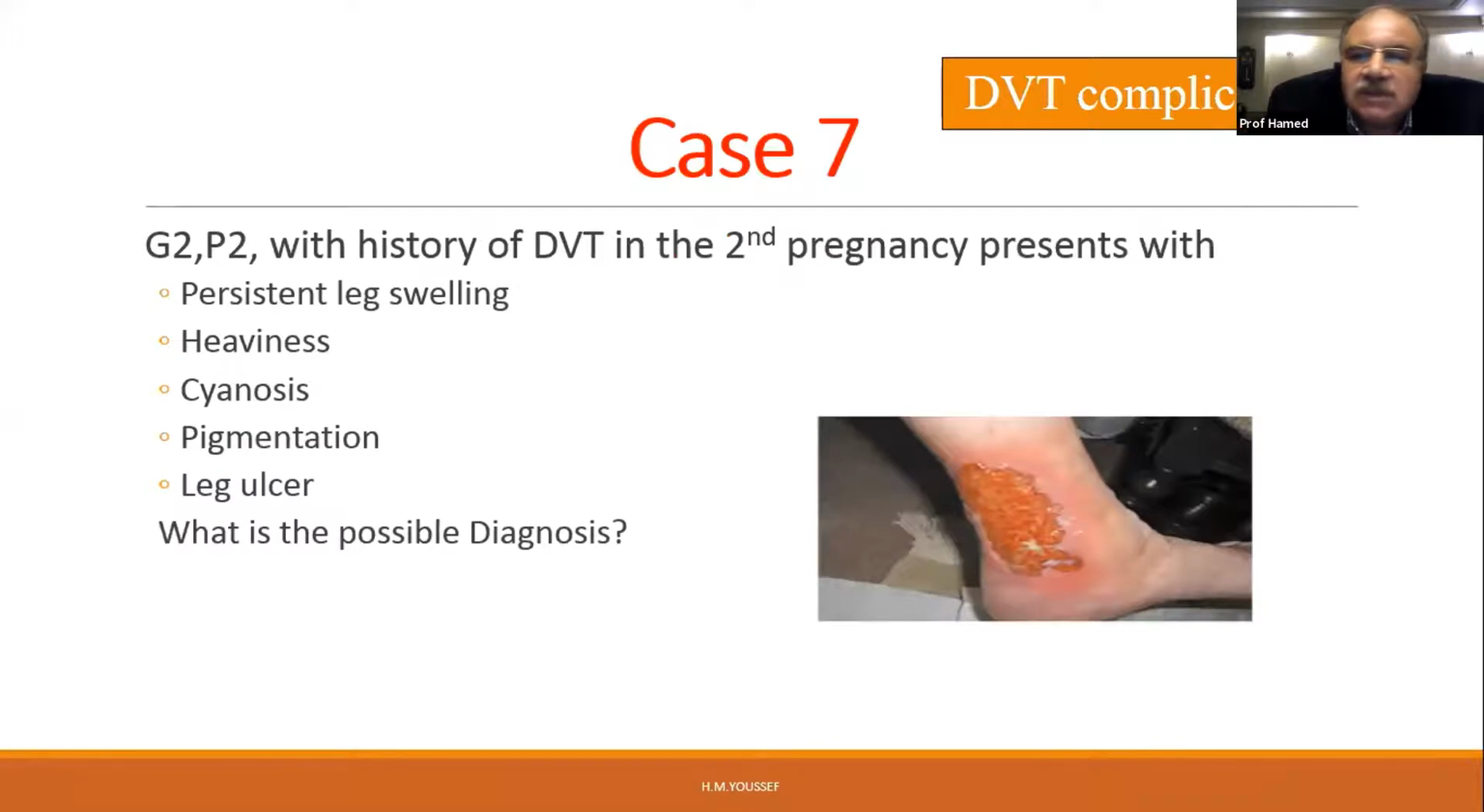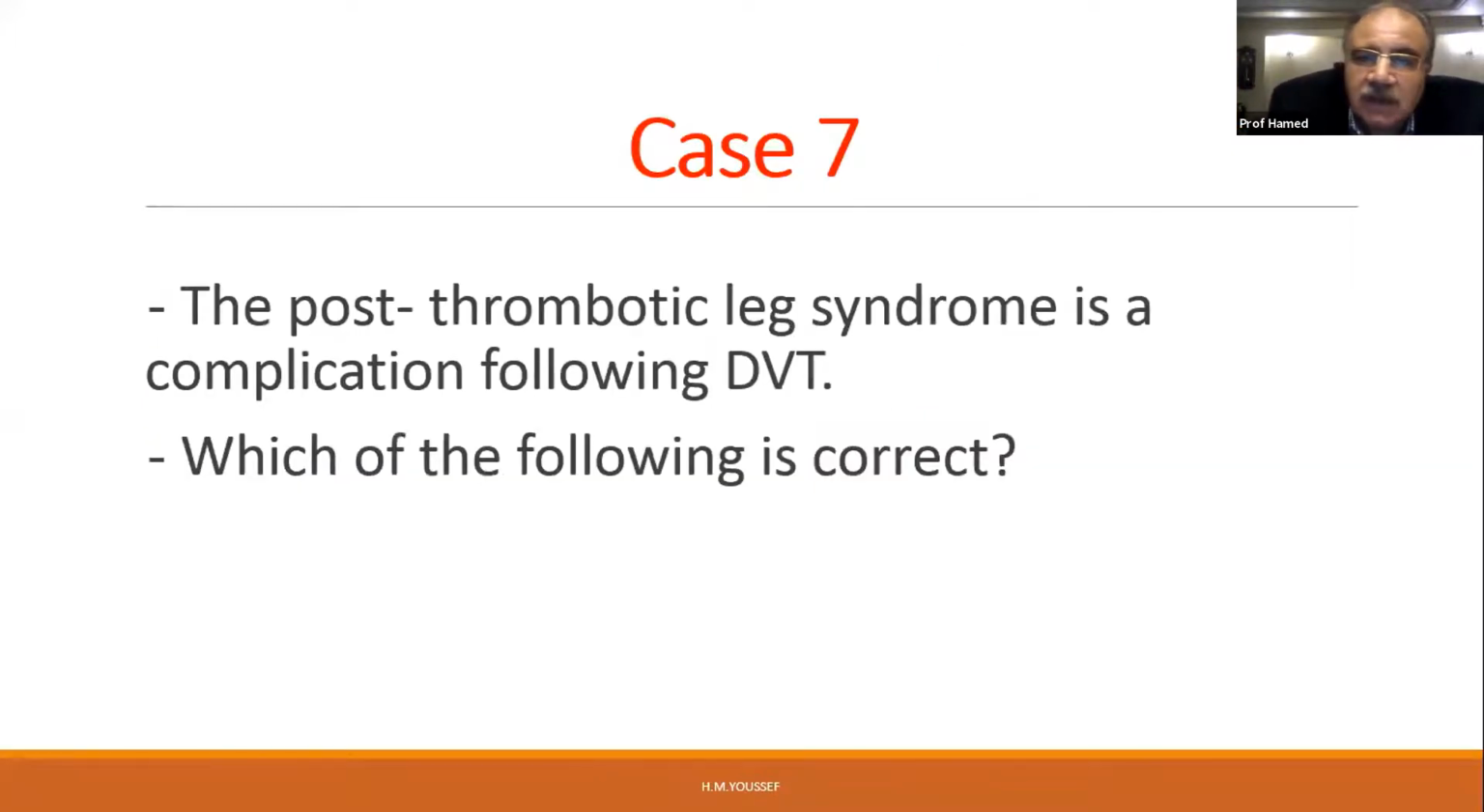If you have a patient with DVT complication, gravida 2 para 2 with a history of DVT in the 2nd pregnancy, presented with persistent leg swelling, heaviness, cyanosis, pigmentation, and leg ulcer. What is the possible diagnosis? The case is known as post-thrombotic leg syndrome, which is a remote complication of DVT.